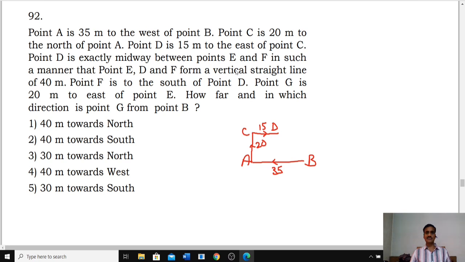D is exactly midway between E and F, in such a manner that D, E and F form a vertical straight line. Isn't it? Vertical straight line of 40 meters.